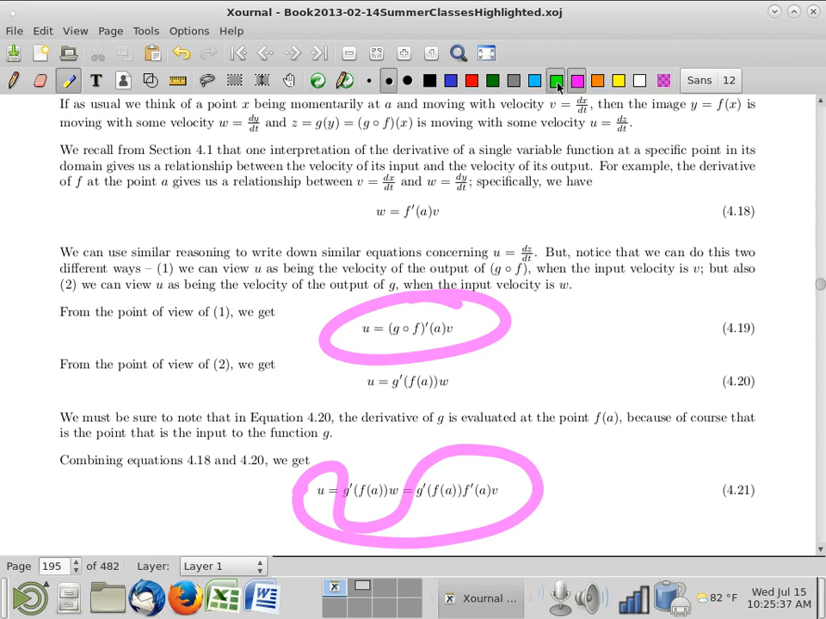And in particular, then this factor and this factor must be the same. Right, so the derivative then of the composition, g compose f prime, is equal to g prime times f prime. Oh, now g prime being evaluated at f of a, of course. f prime being evaluated at a, of course. Okay.